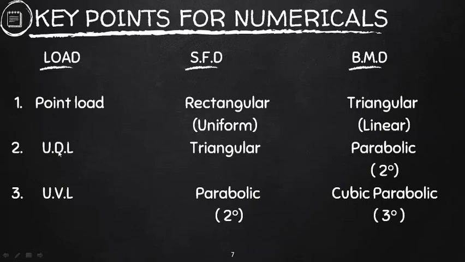When we have a UDL, the shear force diagram is triangular and the bending moment diagram is parabolic, a 2-degree parabola. And when we have a uniformly varying load, the shear force diagram is a 2-degree parabola and the bending moment diagram is a cubic parabola, 3-degree. You can easily learn this by some tricks like this one. This is the same, this one is the same, for learning purposes.